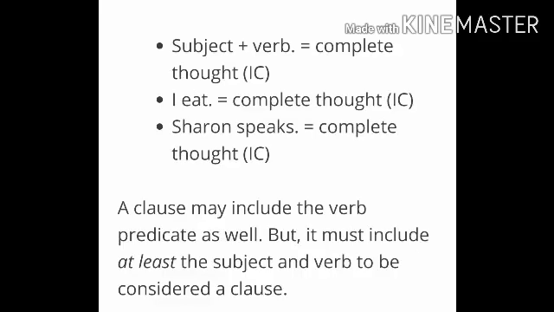Now, subject plus verb equals a complete thought. I eat: even though it's a combination of two words, it's meaningful. I eat, right? One is the subject, I, and eat is the verb. So again, there is a complete thought. Sarun speaks. Again, it's a complete thought. Sarun is the subject and speaks is the verb. So a clause may include the verb and predicate as well, but it must include at least the subject and verb to be considered a clause. So I hope the concept is clear.